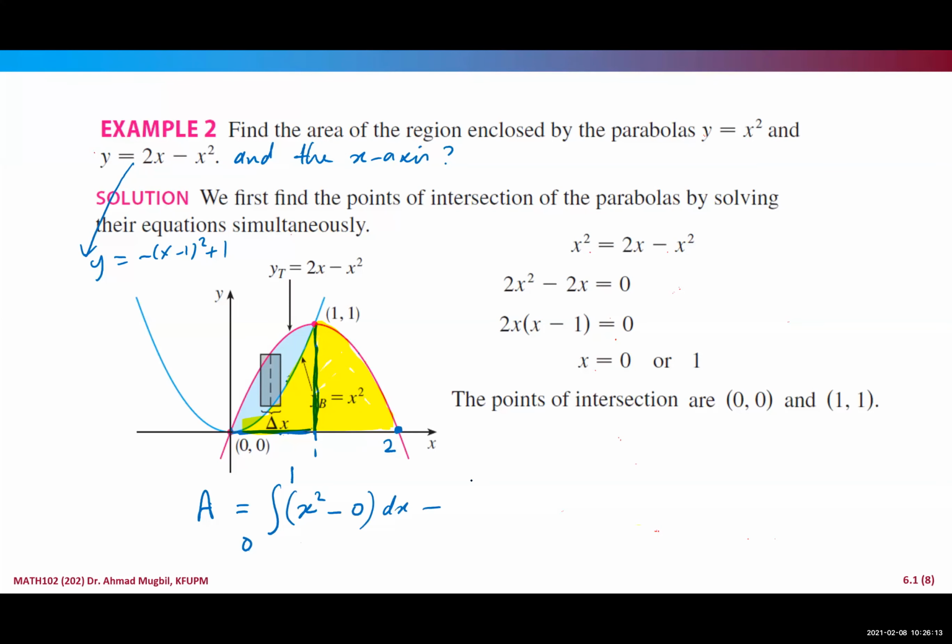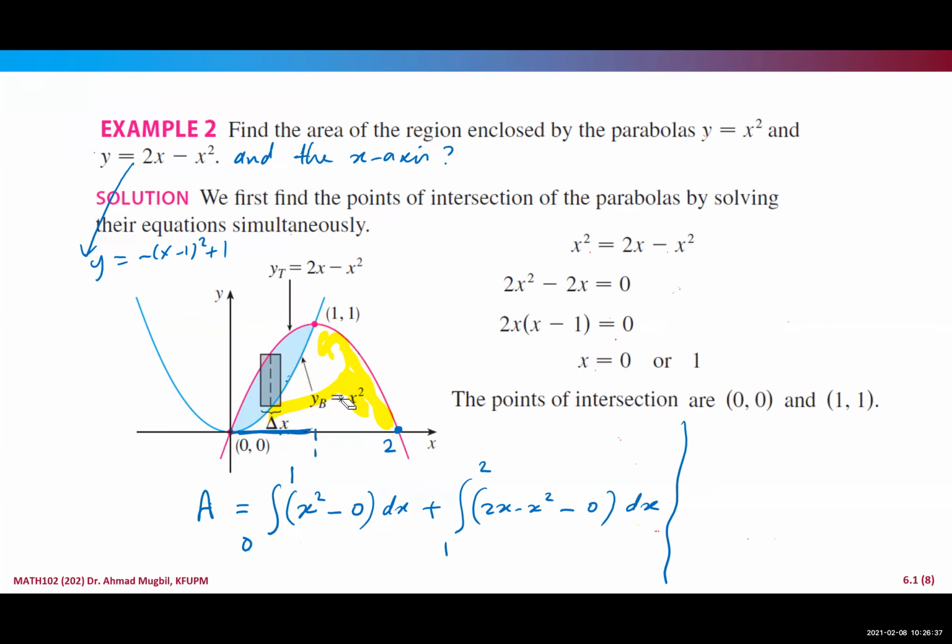And this is the x plus the integral from 1 to 2. Which one is upper? It is 2x minus x squared, minus the lower, which is 0, dx. This is one way. There is a better way, to integrate it with respect to y. I will leave it for you, shabab. Of course, we will study this later in the next slide.